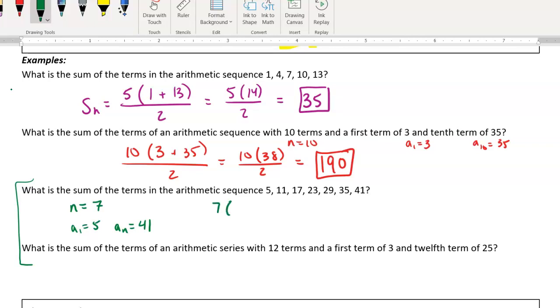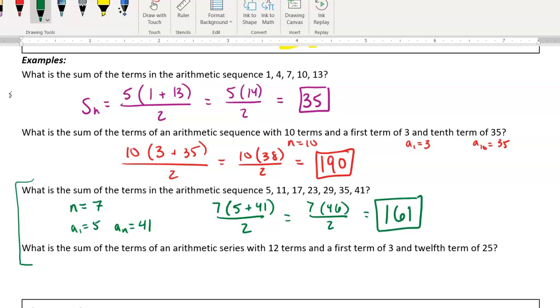We'd have 7 times the first term plus the last term, all divided by 2, or 41 plus 5 is 46, all divided by 2. Now this is one you'd probably want to use your calculator for, because I don't know that you'd want to do 23 times 7 in your head, but you should have got 161 as the sum of those terms.